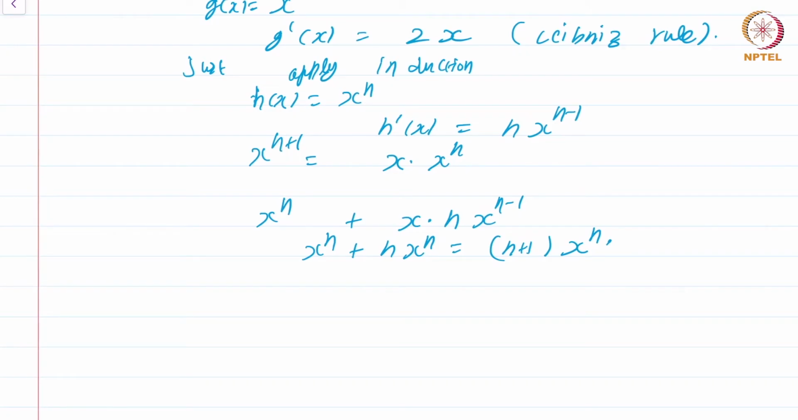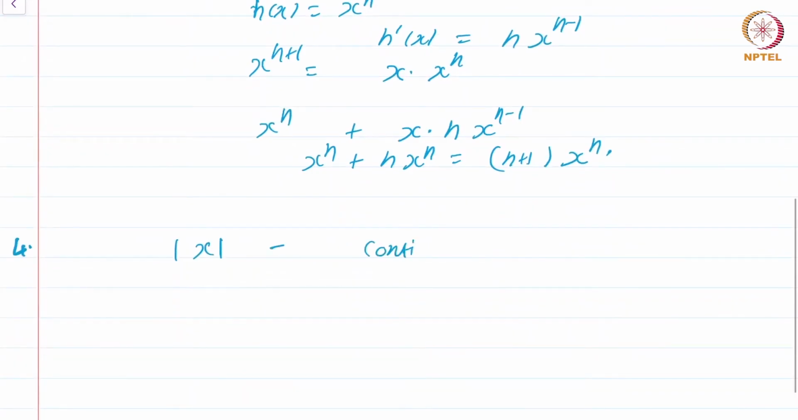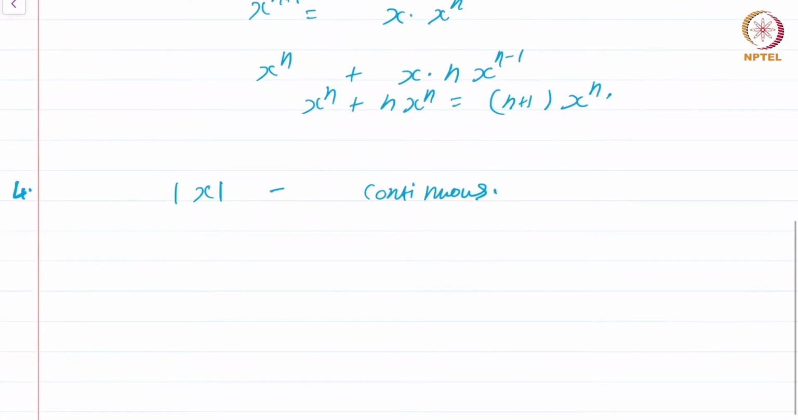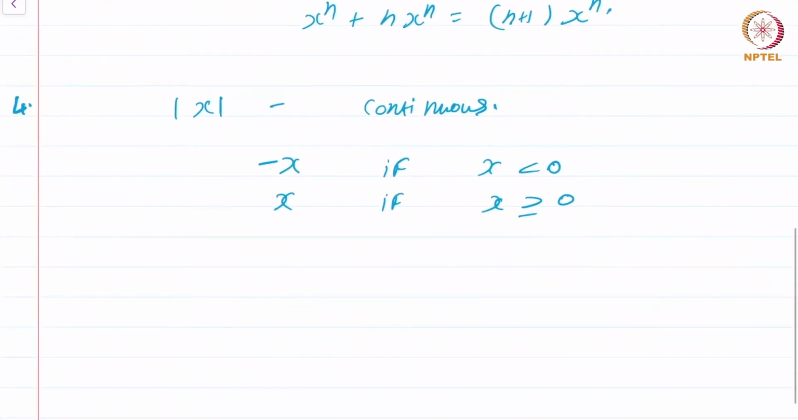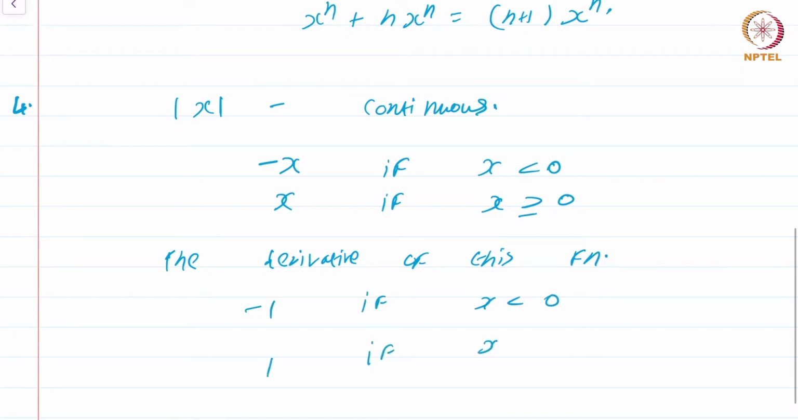Okay, so far 3 simple examples. Let's slightly modify this example. Take mod x. This function, as we all know, is certainly continuous. And this function is equal to minus x if x is less than 0, and x if x is greater than or equal to 0. So the derivative of this function is minus 1 if x is less than 0 and plus 1 if x is greater than 0.